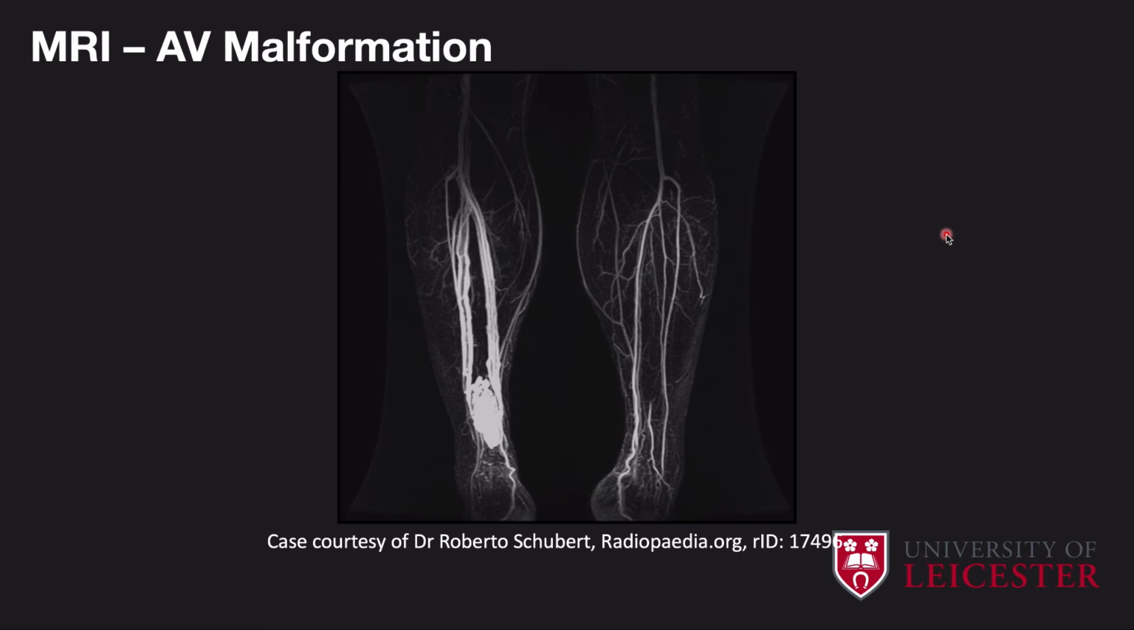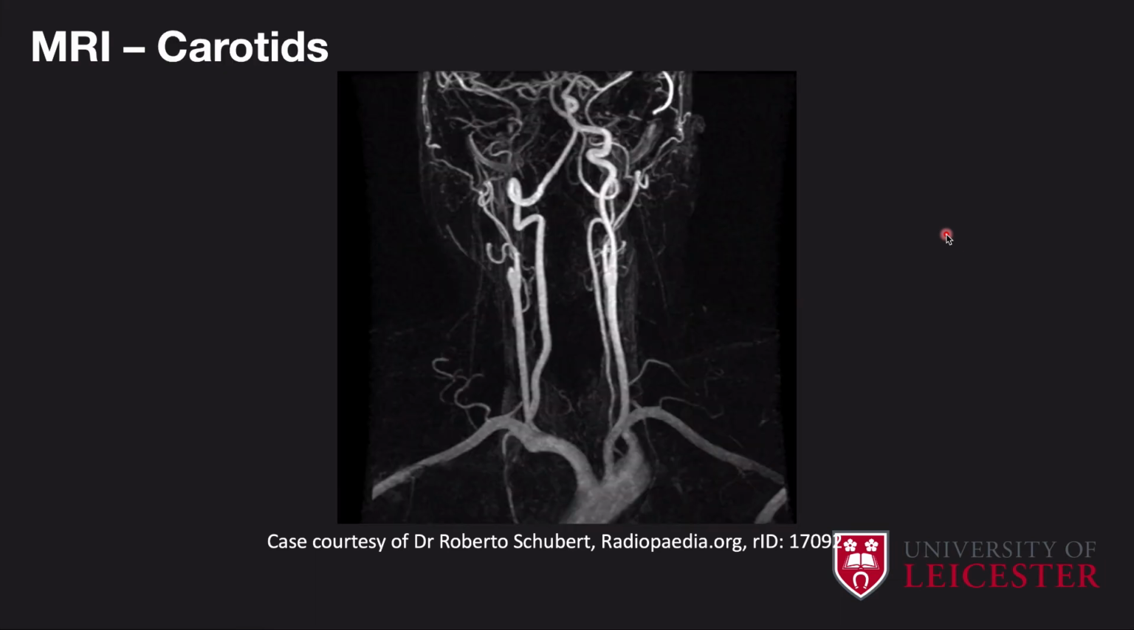In some investigations, for example, for AV malformation or venous pathologies, MRI is preferred for the same reason as discussed before. This is an image of a carotid artery demonstrating an occluded right internal carotid. Here you can see the artery just stops at this point.